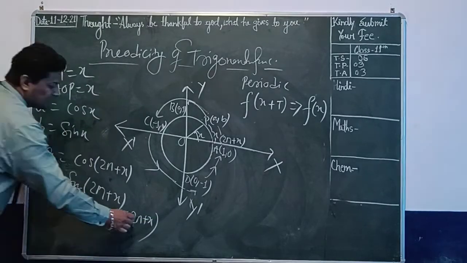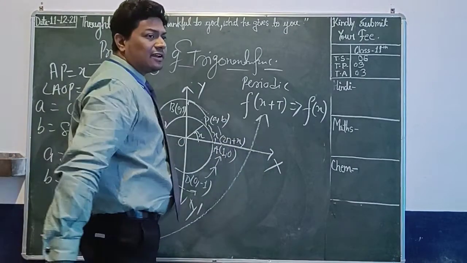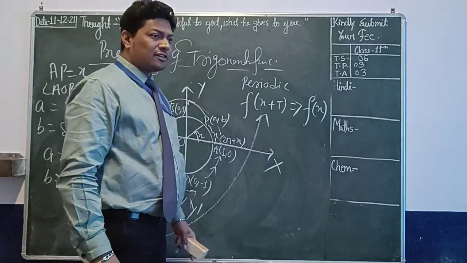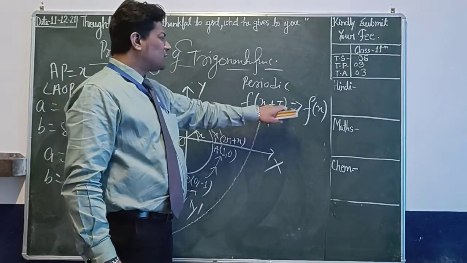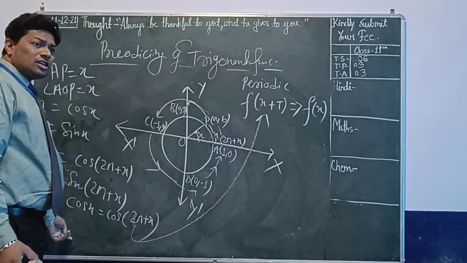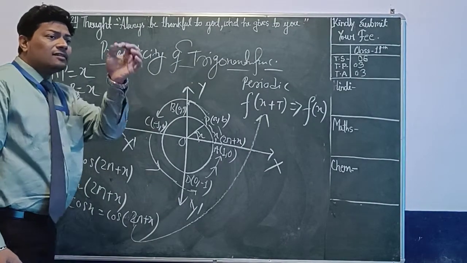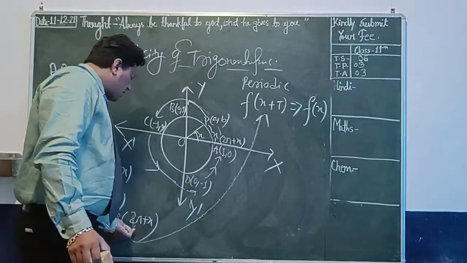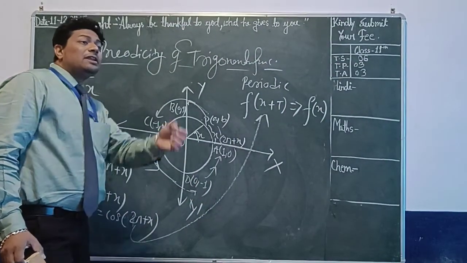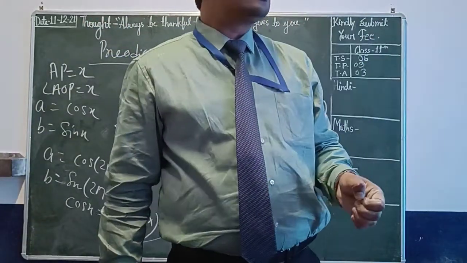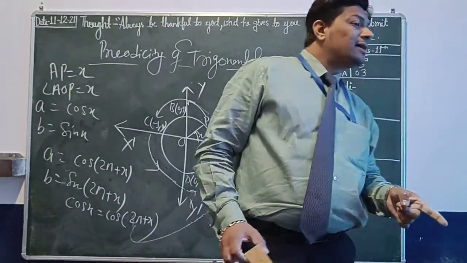And this one is following this criteria: f(x plus T) equal to f(x). Means you can simply say cos is a periodic function, and the smallest positive value here is 2 pi. You can simply write that cosine is a periodic function with period 2 pi. Is it clear?